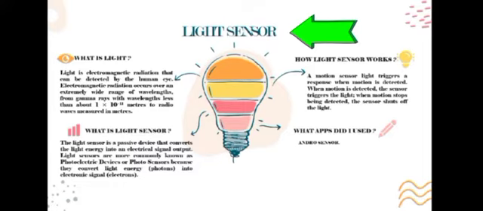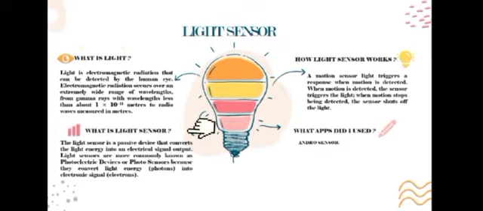Okay, what is a light sensor? Light is electromagnetic radiation that can be detected by the human eye. Electromagnetic radiation occurs over an extremely wide range of wavelengths, from gamma rays with wavelength less than about 1 × 10⁻¹¹ meters to radio waves measured in meters.